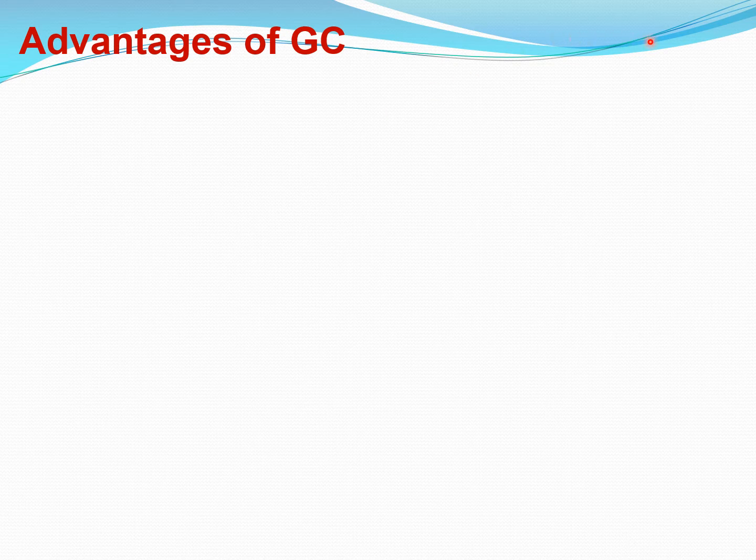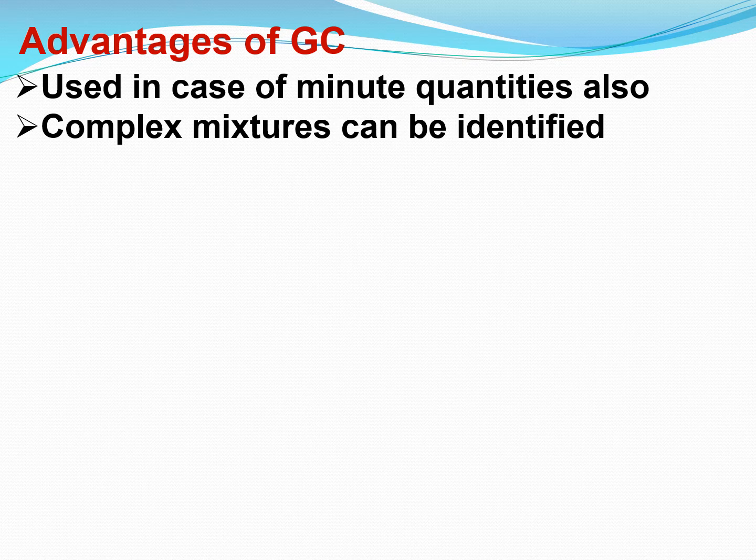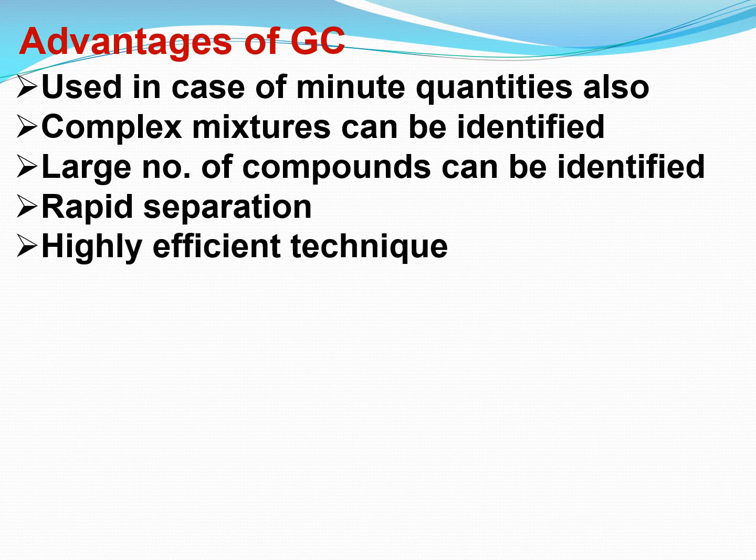What are the advantages of gas chromatography? It can be used for minute quantities. Complex mixtures can be identified. A large number of compounds can be identified. If a mixture contains 20 compounds, that can also be identified. Rapid separation: you can get the result within 30 to 45 minutes. Highly efficient technique. So these are some of the advantages of gas chromatography.